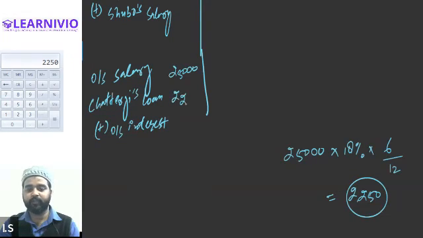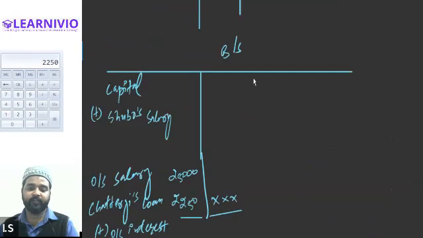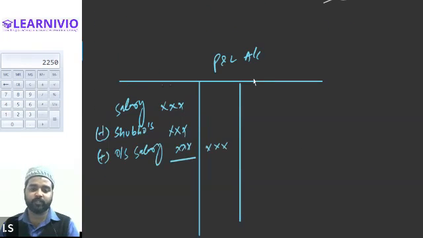So we will add 2,250 here, and by adding this we will write down the final value in the liability column. And again we will carry forward this interest to the profit and loss account as well. So we will write down here interest on loan 2,250 on the debit side of the profit and loss account as well.